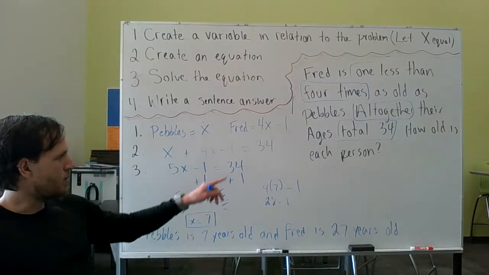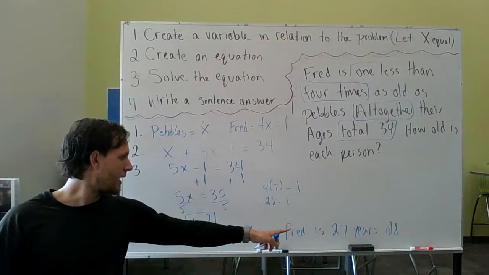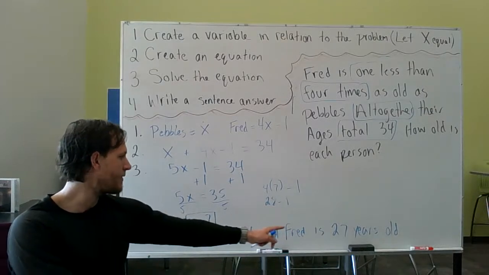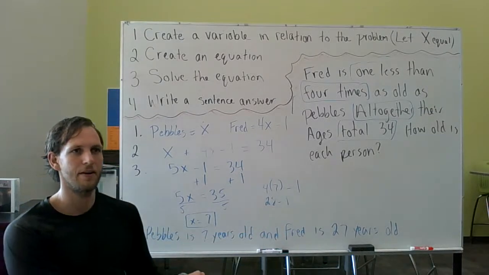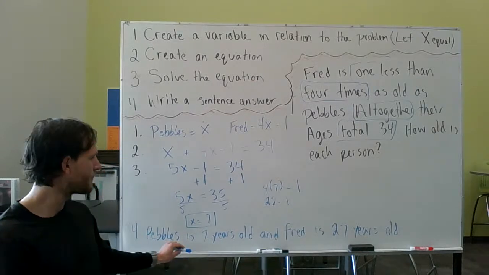Now, if altogether they equal 34, then they should total 34. So 27 plus 7 does indeed give me 34, and I've solved this correctly.